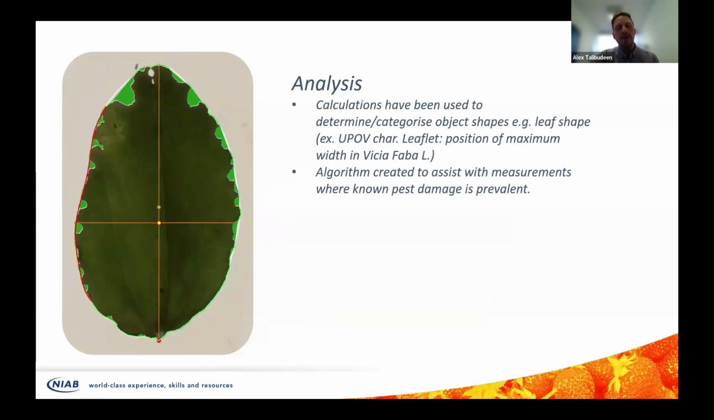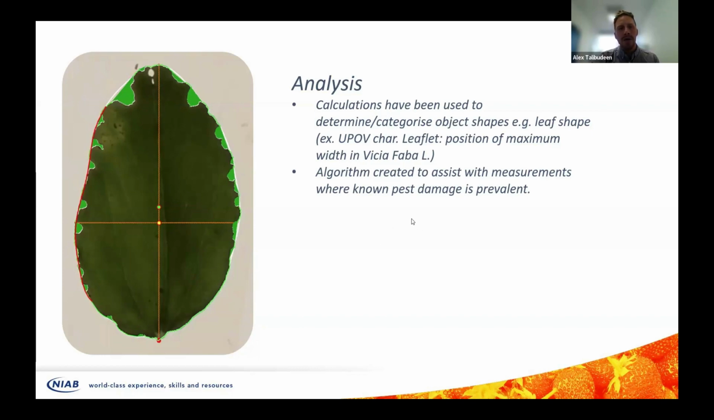So again, in this example, in field beans, we use the image analysis to take measurements from leaf samples. In this example, it's not a characteristic that we use anymore, but we had used it to determine the shape of the leaves, and we've also used in this example sort of algorithm calculations to reconstruct some of the leaf just to aid and use as a tool.